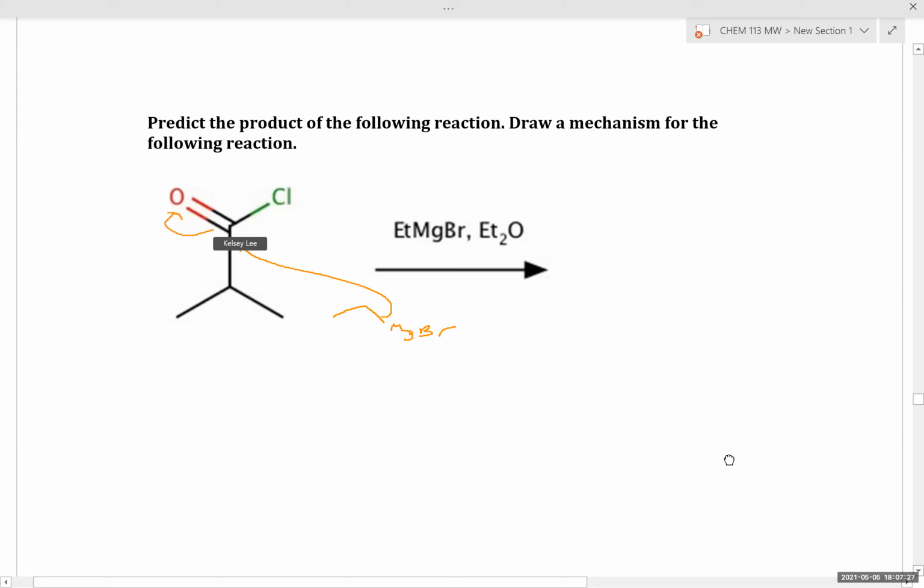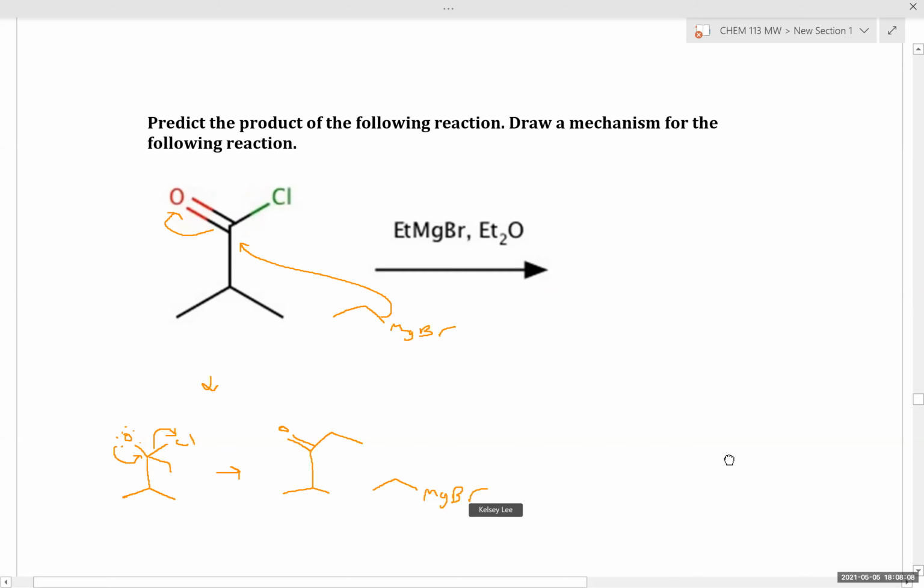So we have our Grignard reagent, which is a strong nucleophile. We have the electrophilic carbonyl carbon. So our nucleophilic Grignard reagent will attack the electrophilic carbonyl carbon, and we would get a tetrahedral intermediate. From here, we can kick out our leaving group, which in this case is chloride. And that regenerates our carbonyl and gives us a ketone.